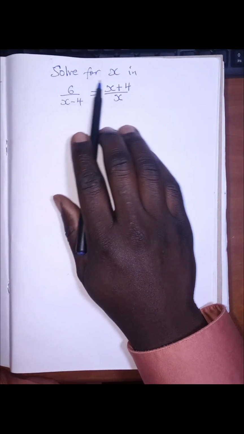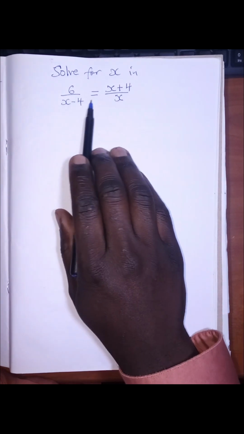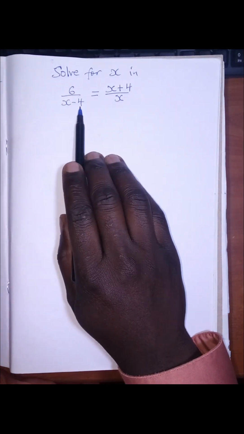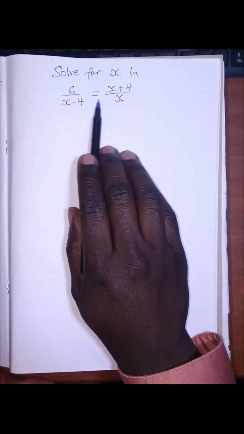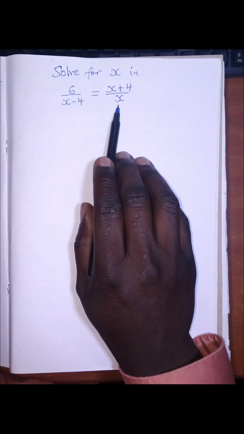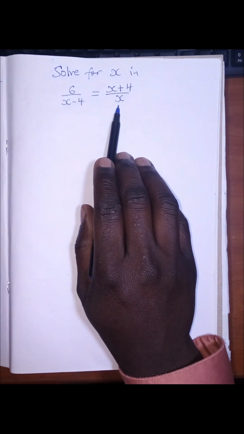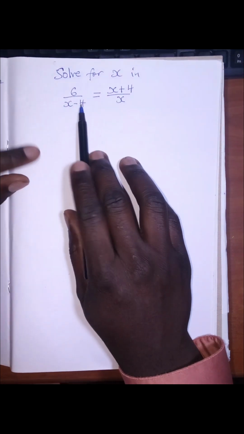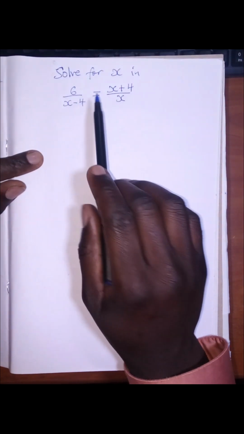Today we are going to solve for x in this equation: 6 over x minus 4 is equal to x plus 4 all over 6. The first step we are going to take is to cross multiply.